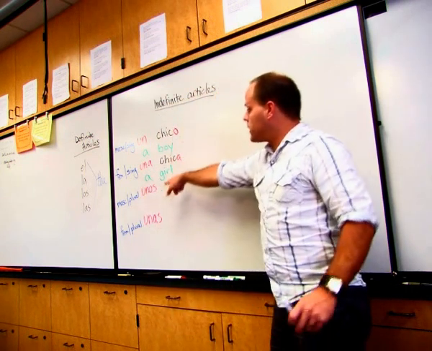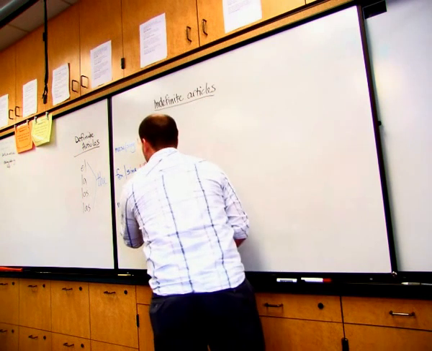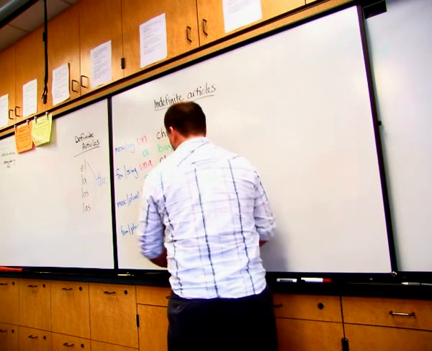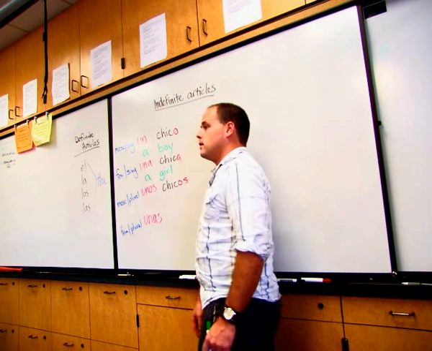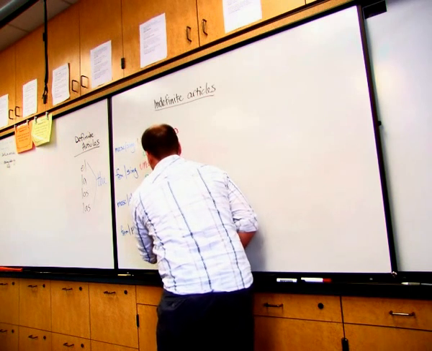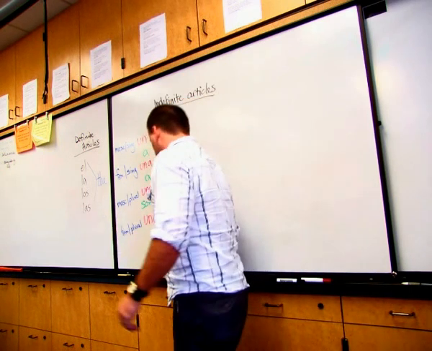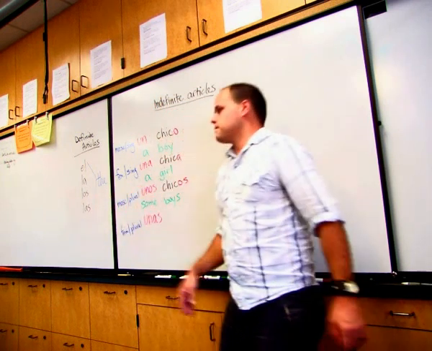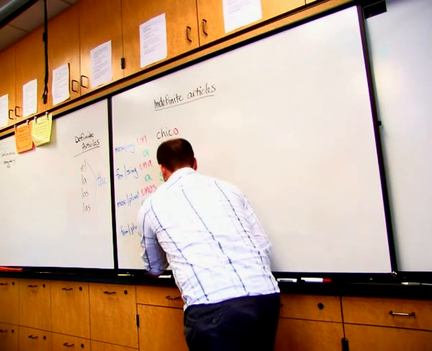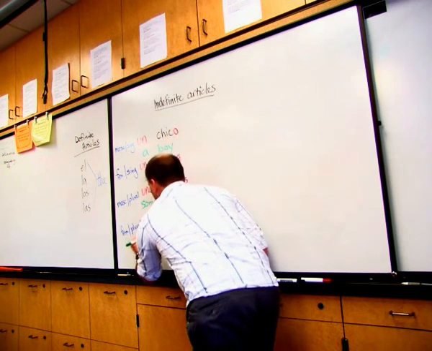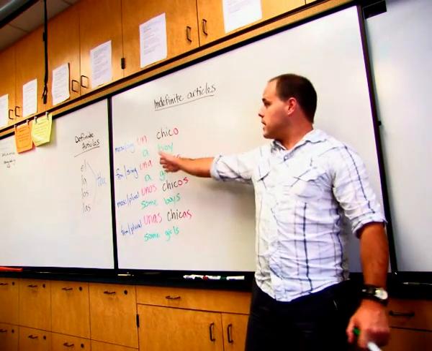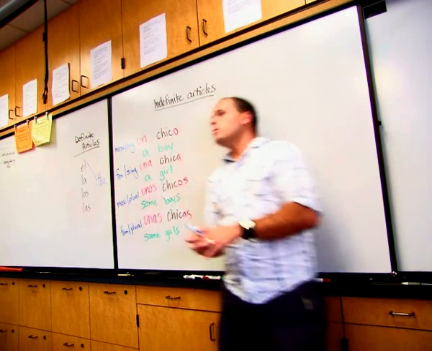Now, if there's more than one boy, we would say unos chicos. It could be many boys? Some boys. What if you wanted to say look at those boys? You'd be using estos. All right, unas chicas, which means some girls.